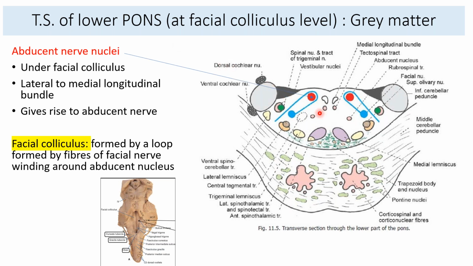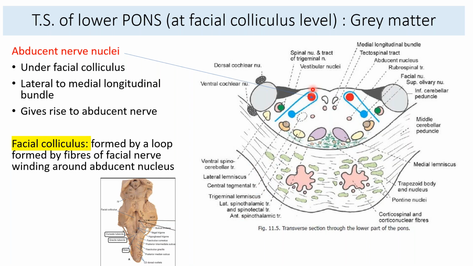So this arrow is denoting the abducent nerve nuclei, which is just under the facial colliculus, and it is lateral to the medial longitudinal bundle. This is a medial longitudinal bundle, and you have to draw this abducent nerve nuclei just lateral to it. And what does it give rise to? In a similar fashion like the facial nerve fiber has been drawn, you can draw the abducent nerve fiber, which emerges from the abducent nerve nuclei and comes out through the pontomedullary junction medial to the facial nerve fiber.